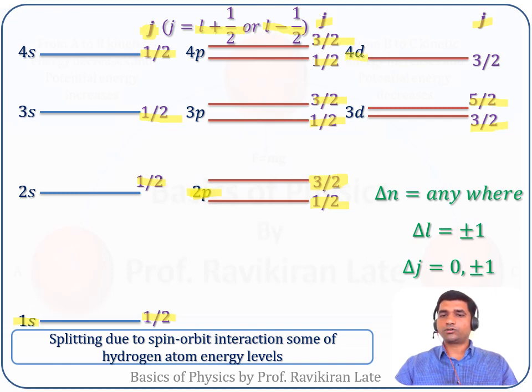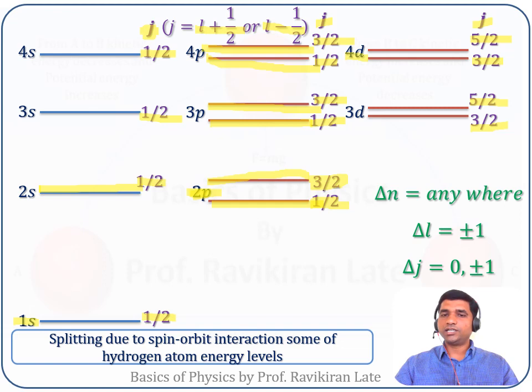Similarly, for the 4D electrons, L is equal to 2 and S is equal to 1/2. So 2 plus 1/2 will be 5/2, and 2 minus 1/2 will be 3/2. So for D levels also, you will have two sublevels. Now you can consider a single 2s level, it will be as it is, but the P level will be split into two different energy levels, that is 2p 3/2, 2p 1/2, or 3p 1/2, 3p 3/2, or 4p 1/2, 4p 3/2.